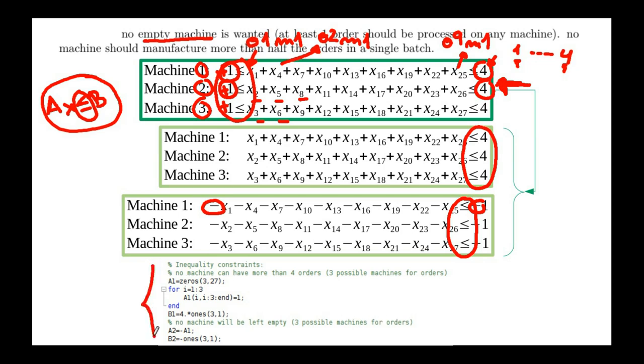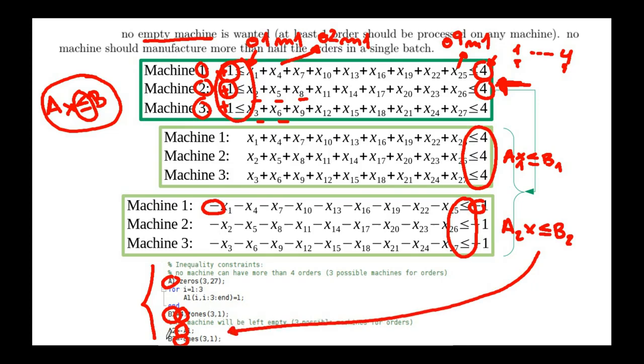So this is how I have translated it into MATLAB code. Can you see here the negative and the negative at the bottom? So we have two different sets, A1, B1. Can you see the 4 in here? For the first set, here we have A1 multiplied by x, smaller or equal than B1, and here I have A2 multiplied by x, smaller or equal than B2. These are the negative ones.